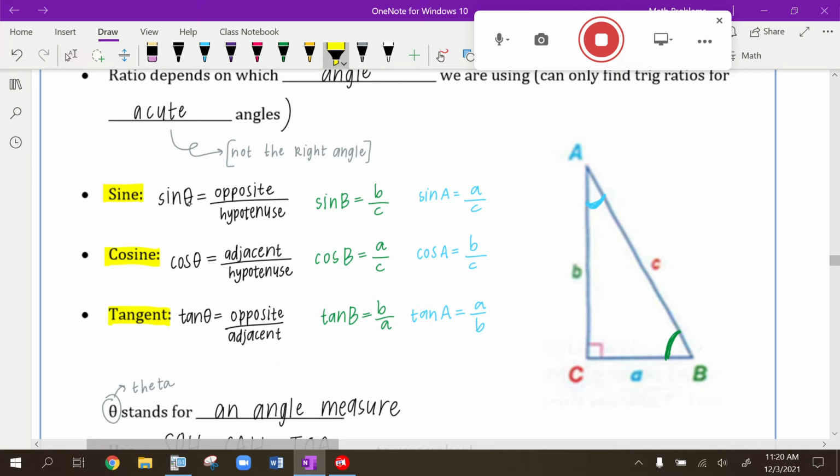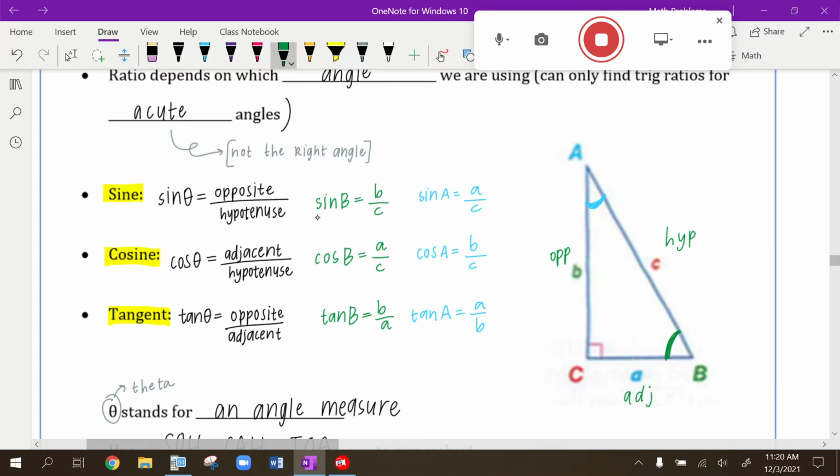You always have to put an angle measure after sine, cosine, or tangent to show which side ratio we are using. So for example, if we wanted to find sine B, cosine B, or tangent of B, we're looking at angle B over here. Now the opposite side is the side that does not make the angle. So in this case, the opposite side of angle B is side B. The hypotenuse will be the one across from the right angle. In this case, it's side C, and the adjacent side is the one that makes the angle, but it's not the hypotenuse. So in this case, it's side A.